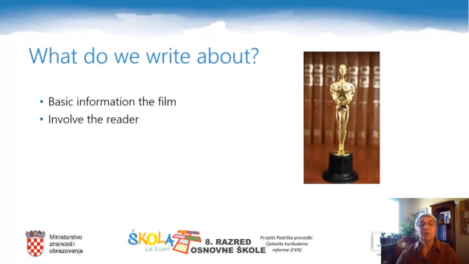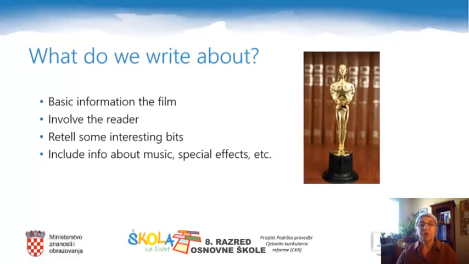We need to involve the reader. Why would anyone read our film recommendation, our film review? We need to start our writing, our text in an interesting way to involve the reader, to make somebody want to read what we have written. Then we have to retell some interesting bits, something interesting from the story in the film. Not too much, because our aim is not to spoil the film for the person.